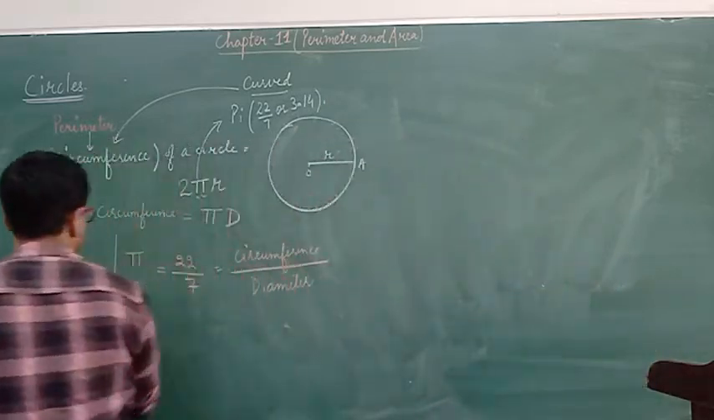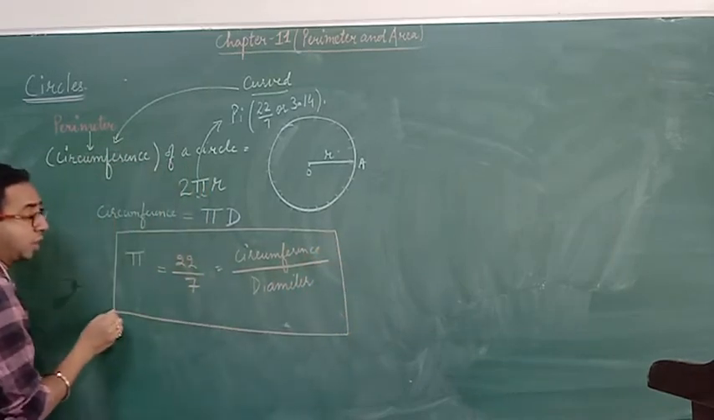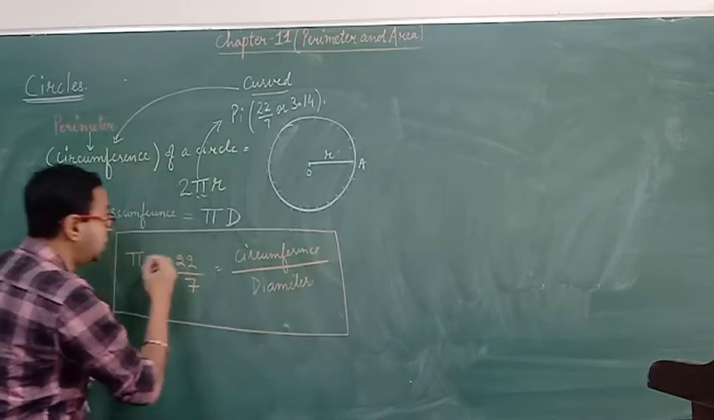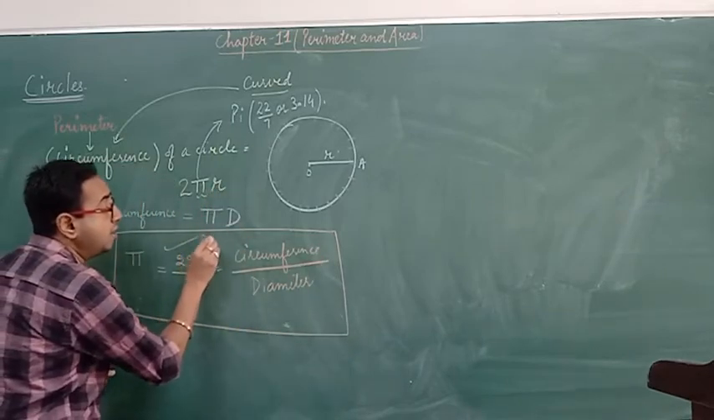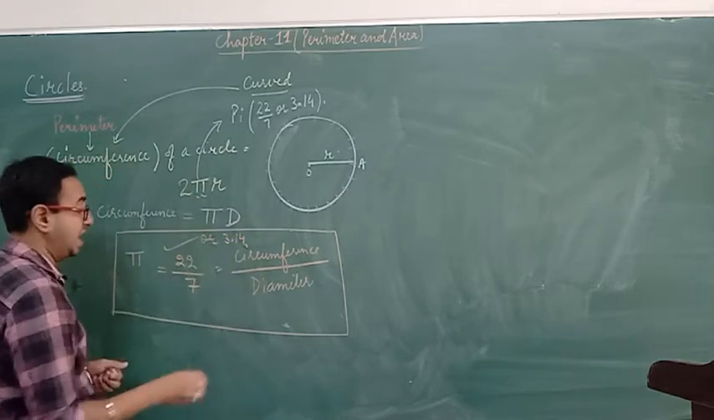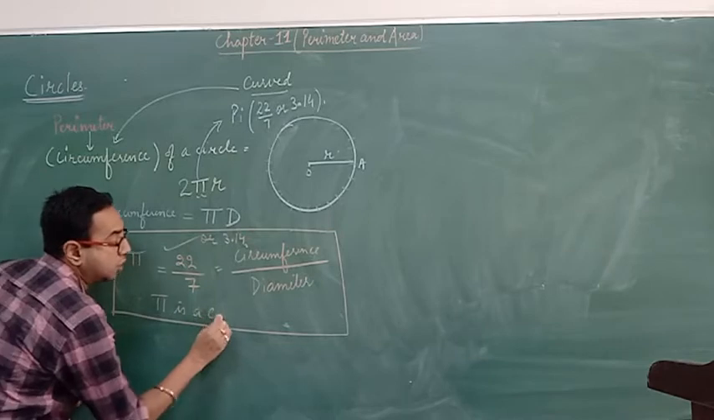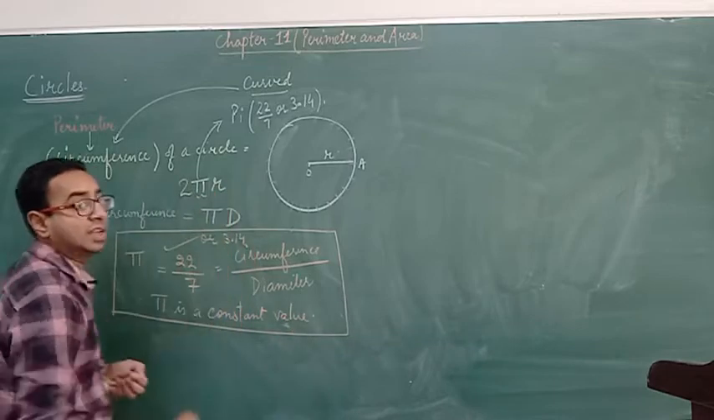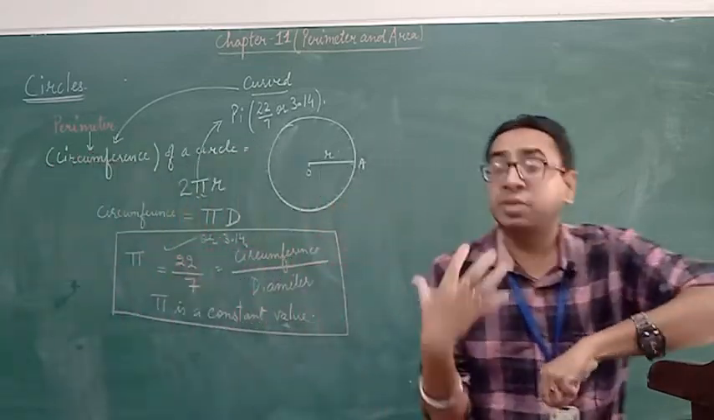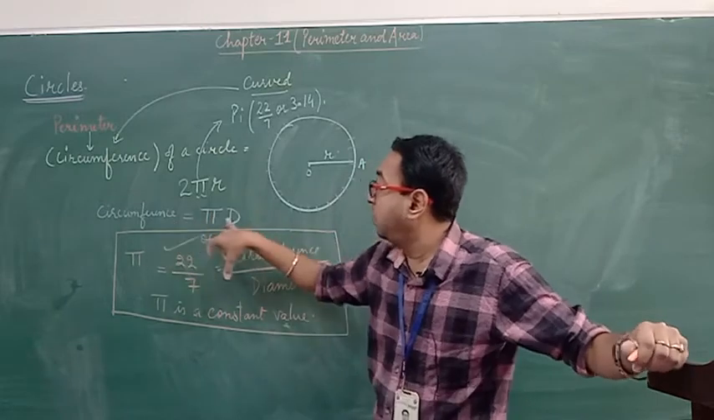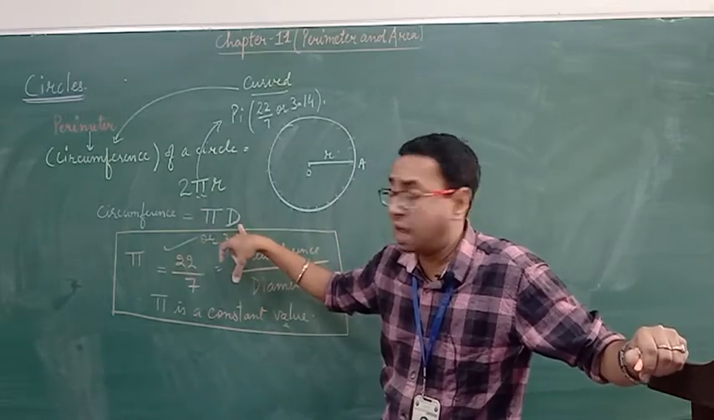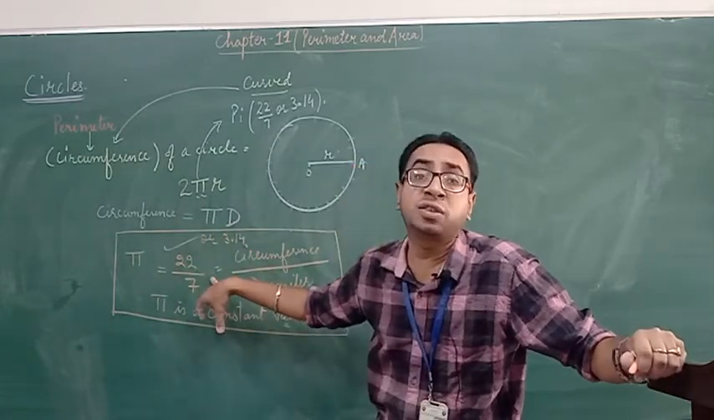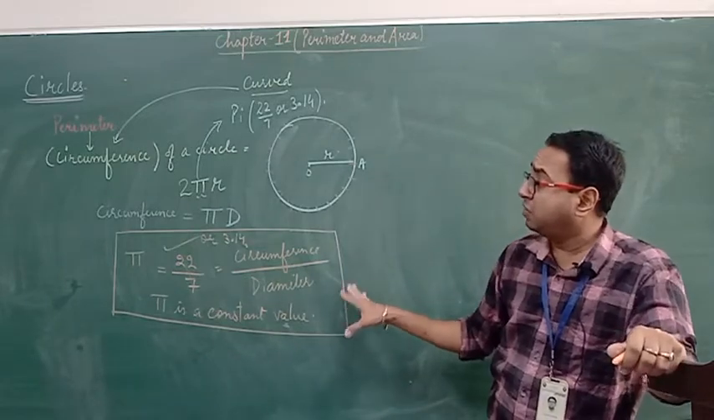Pi is a constant whose value is known for circumference upon diameter. If you find any circumference and corresponding diameter and divide, you will definitely get 22/7 or 3.14. Hence, pi is a constant value. It is a fixed value. Are we clear how we got circumference? Circumference is 2 pi r, and 2r is the diameter d. On dividing circumference by the diameter, we always get this value pi, which is a fixed value. Any doubt anyone is having in this?